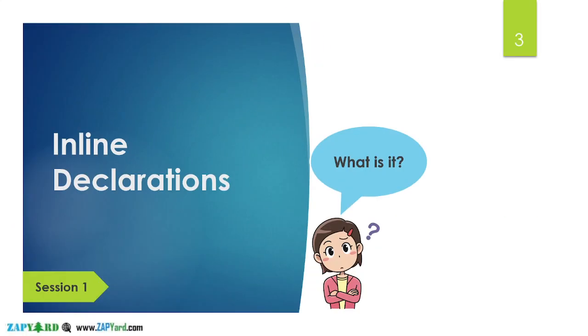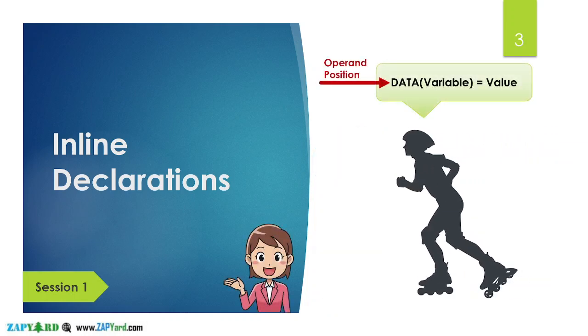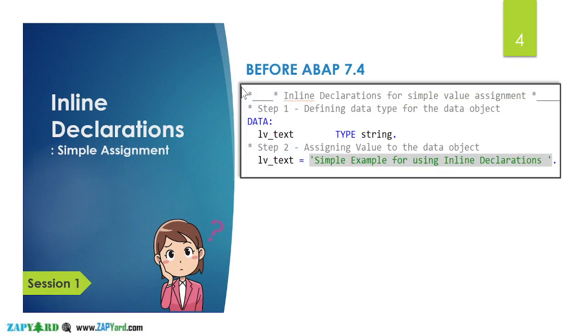Now, what is inline declaration? Inline declaration is a new way of declaring variables at operand positions. You declare them not separately or in the beginning of the program, rather within the code that uses them. Let's start with a simple assignment example.